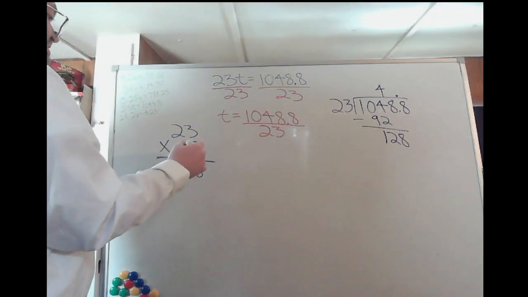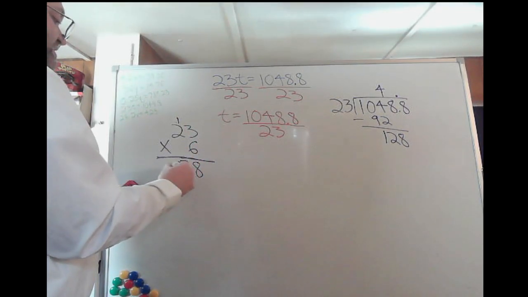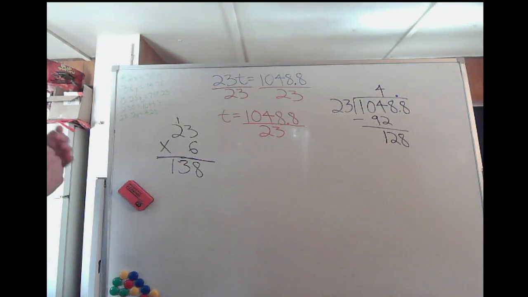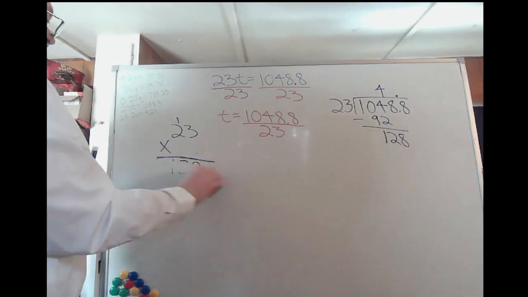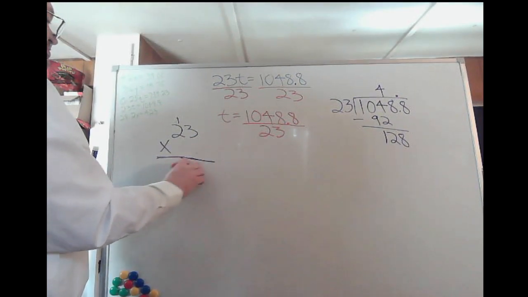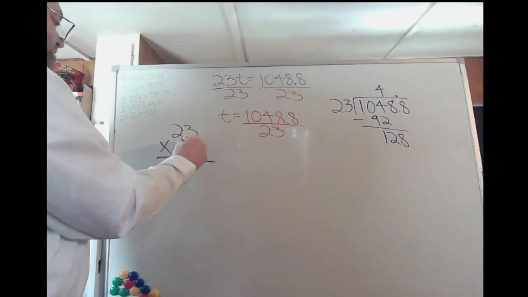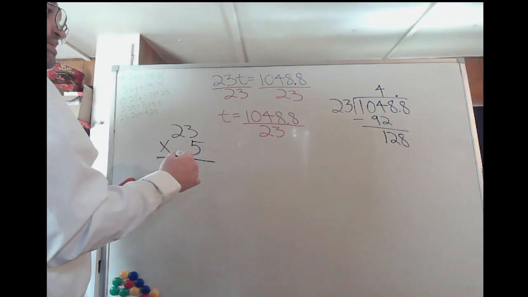3 times 6 is 18. Keep the 8, carry the 1. 6 times 2 is 12 plus 1 is 13. No, that'll put us over. It would look like it goes in 6 times, but it doesn't. So 23 would have to go in 5 times, because 138 is over 128. So 23 would go in 128 5 times.